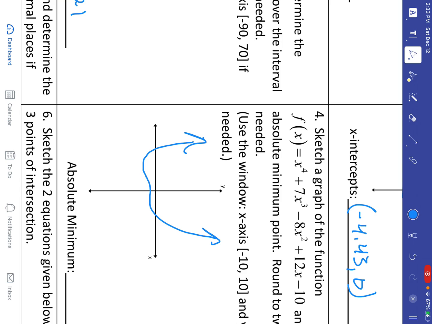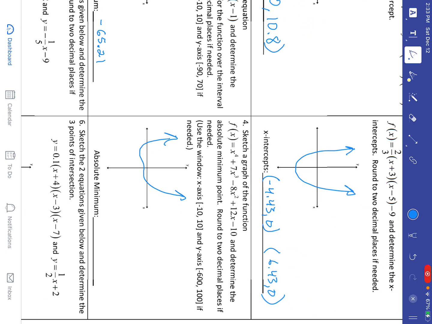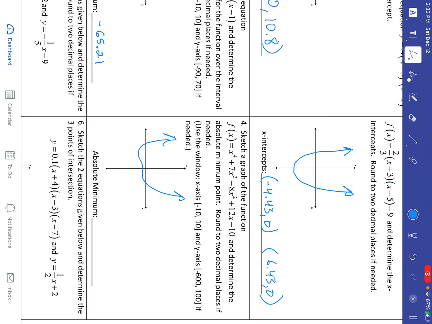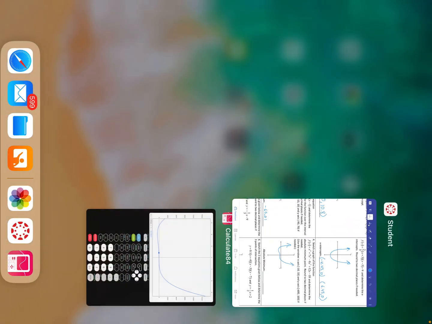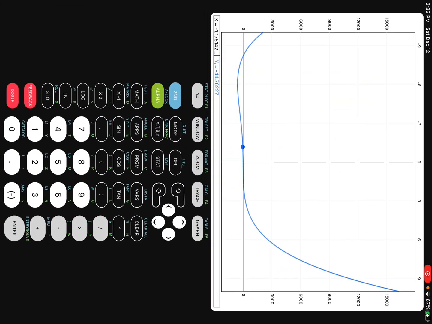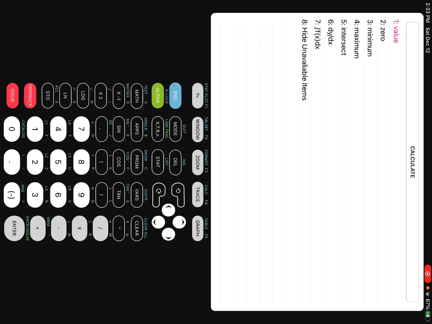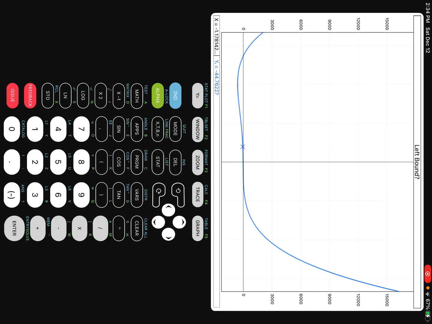Okay, and now we're going to find the minimum point. It doesn't say where, so we're just going to find the absolute minimum. It's going to be on the left side, as we can see over on the left-hand side by that point. So we're going to hit second and trace. We're going to find the minimum, which is 3. We're going to make our x go to the left of our minimum number, or the lowest point of our graph.